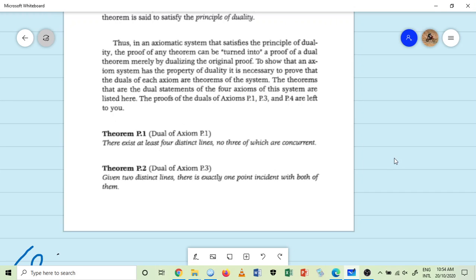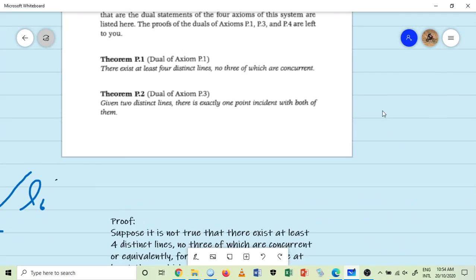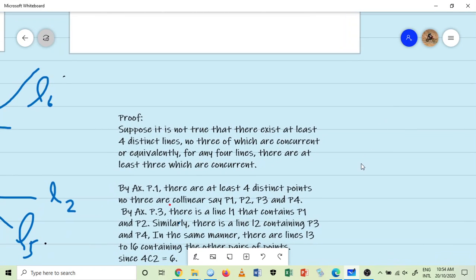On the finite projective plane. So last time we have proven the dual of theorem P.1. We shall now prove the dual of axiom P.3, which is our theorem P.2. But first, let me make some corrections on clerical errors that we have committed in our last proof.